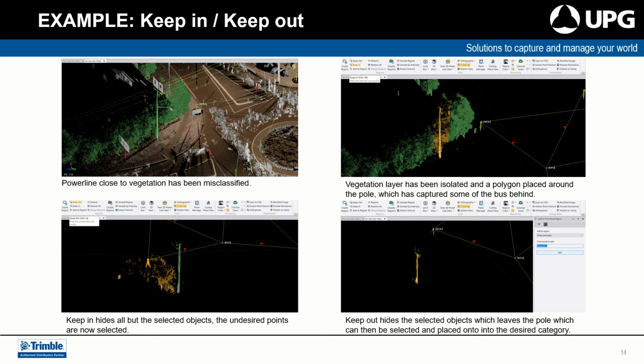So keep in essentially will keep the data that you have selected in the view, hiding all the unselected data, and keep out will hide the data that is selected in the tool, leaving you with all the data that isn't selected. Both the tools can be used multiple times to narrow down into a specific area, and then the add to region tool can just be used to shift the data onto a specific region.